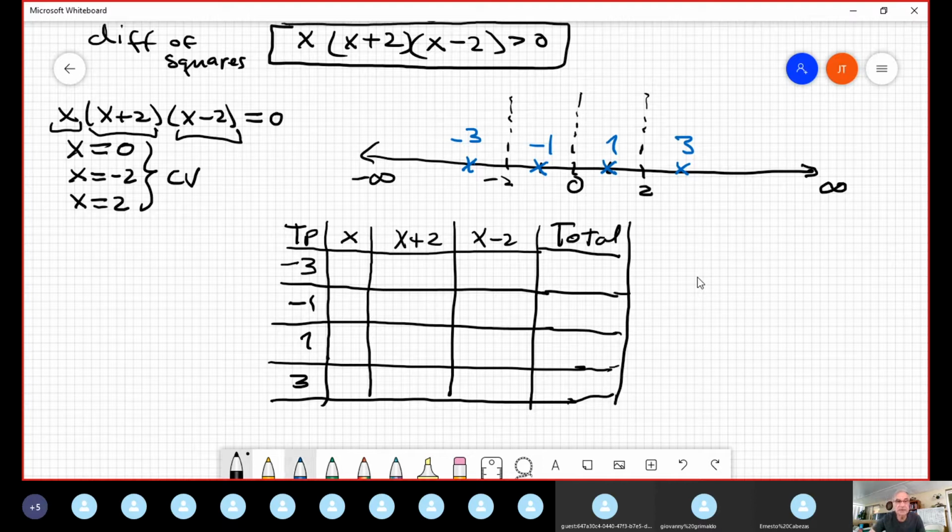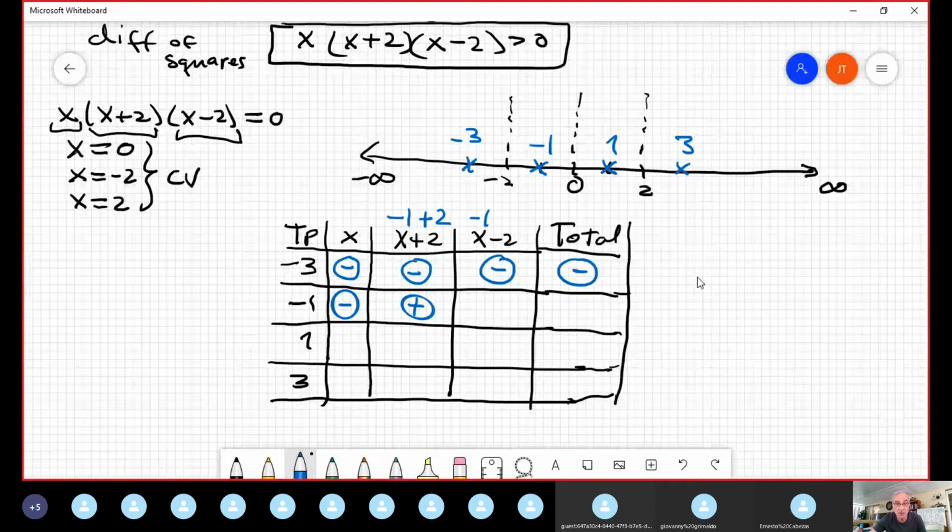Let me use blue color. Negative 3 is negative. Negative 3 plus 2 is negative 1, negative. Negative 3 minus 2 is negative 5, negative. Negative and negative and negative is negative. Okay? And likewise with the other values. Negative 1 is negative. Negative 1 plus 2 is positive 1. And negative 1 minus 2 is minus 3, which is negative. Two negatives is positive.